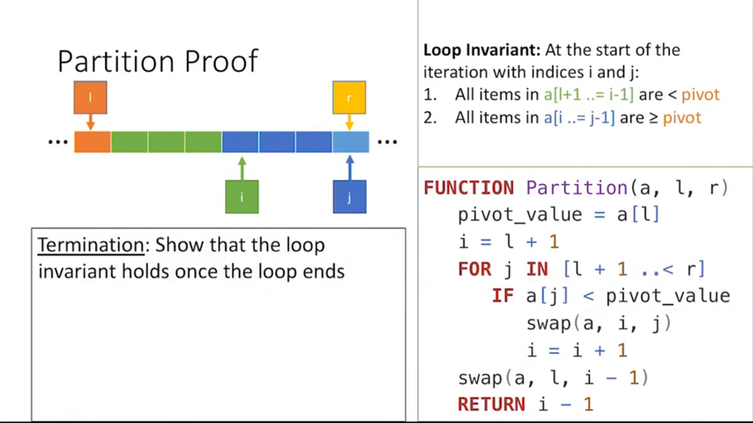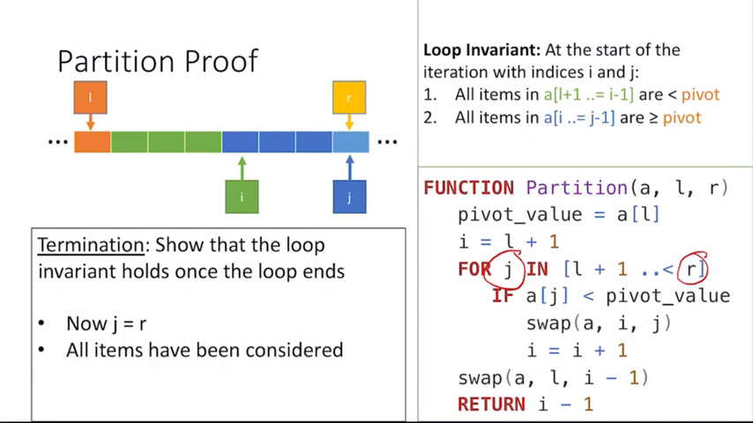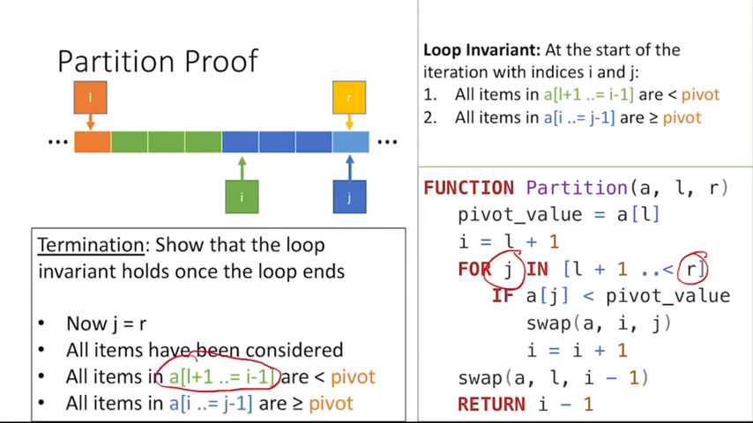Alright, for termination, we have that j is equal to r. So when j is equal to r, this loop will break. When j is equal to r, all elements in our subarray have been considered. We haven't manipulated anything inside the smaller than array, and in our greater than array, we know that everything from i up to and including j minus 1 is in the greater than partition. So now we can say that, okay, everything has been correctly partitioned.